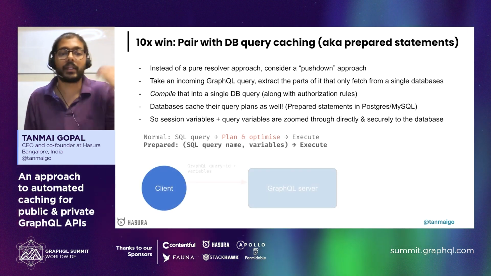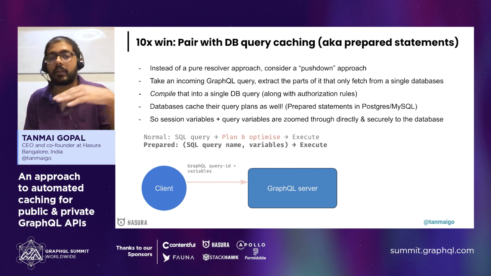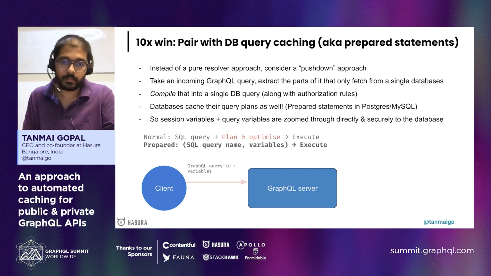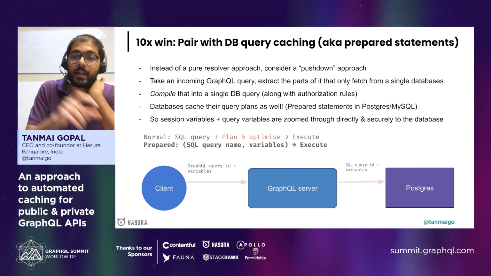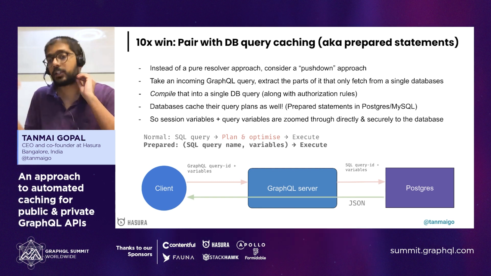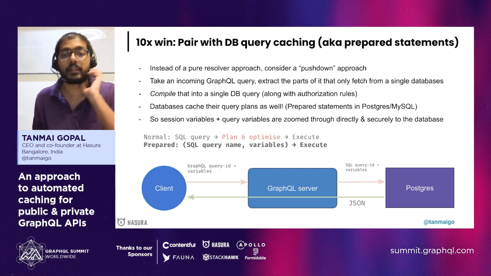The way this looks would be you have a client, and the client makes a GraphQL request to the server, right? So it sends a query ID and variables, or the query, and the GraphQL server does a lookup, which then becomes a SQL query and variables if it's sent to Postgres. And then that JSON can be sent back to the client, right?